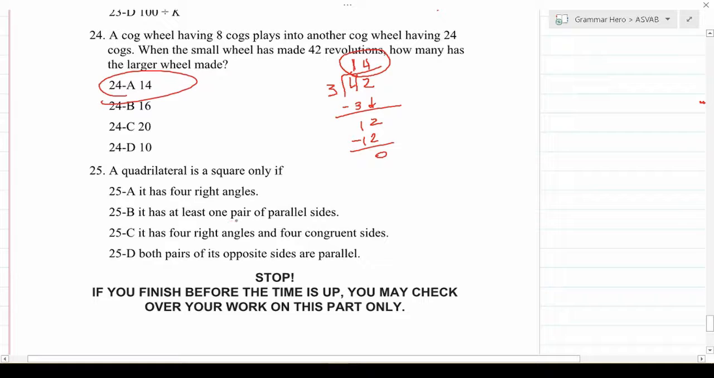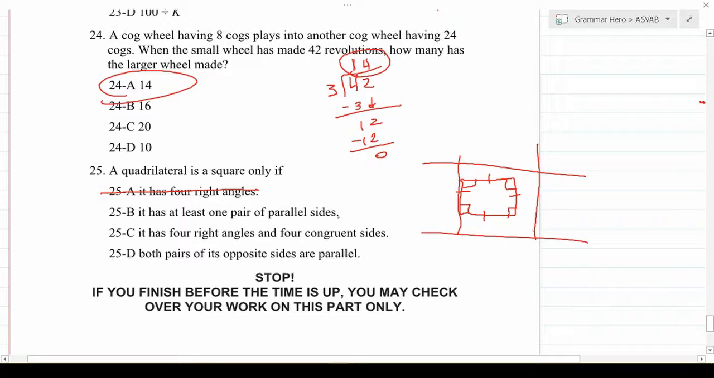25, a quadrilateral is only a square if. So we know in squares, all the sides are equal. We know they have interior angles of 90 degrees. So if it has 4 right angles, well, that's true, but what about the sides? All the sides are equal, so that's only partially true. It has at least one pair of parallel sides. Well, these sides are parallel, as are these sides, so it has 2 pairs of parallel sides.